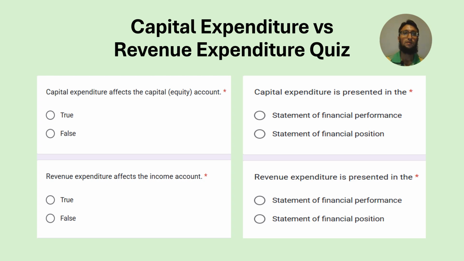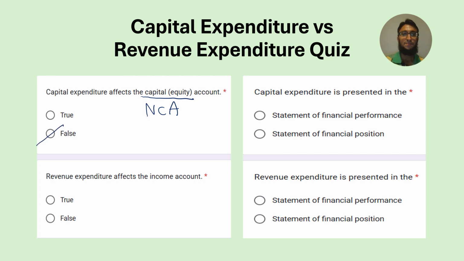Today we'll be learning more on capital expenditure and revenue expenditure. So let's get started on some of the quiz questions. Alright, question number 1. Capital expenditure affects the capital account. This is incorrect because the capital expenditure would have affected the non-current asset account instead.